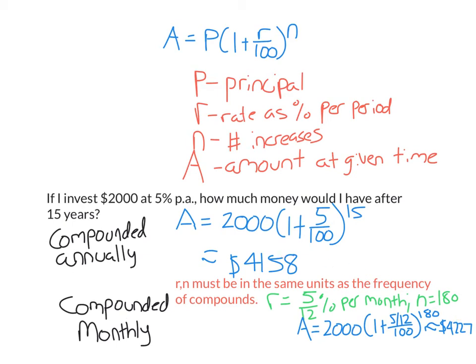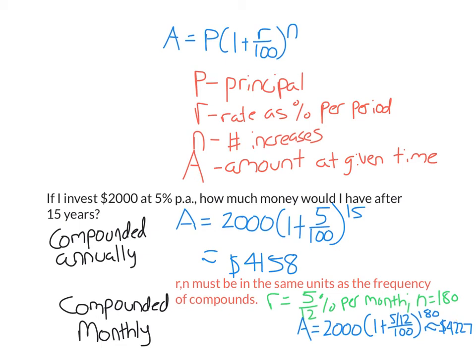And that's no fluke. That happens all the time. If you keep the initial amount and interest rate the same, the more frequent the compounds, the more often you recalculate the interest, the more money you'd have. So if this was, say, compounded daily, I'd have a little bit more than this still.